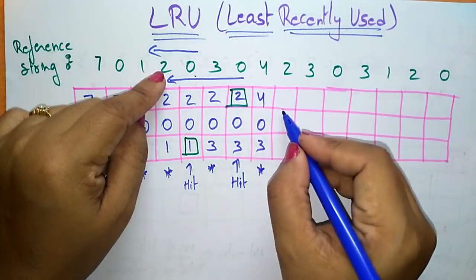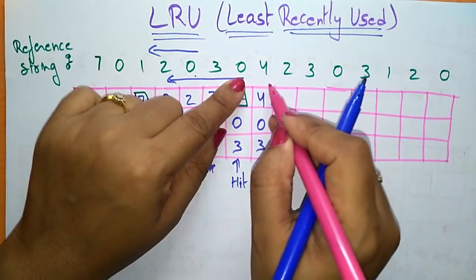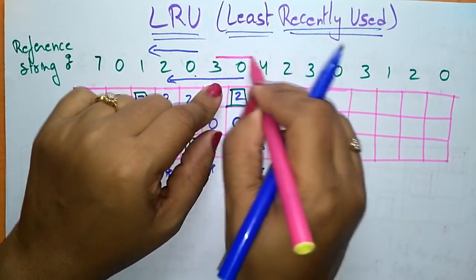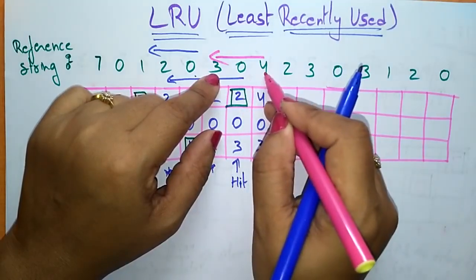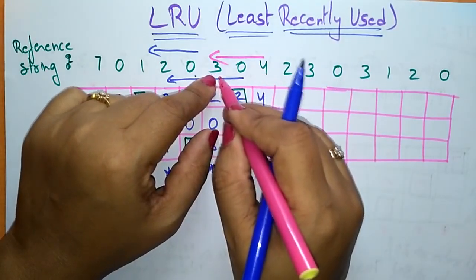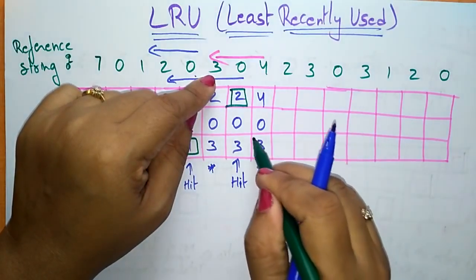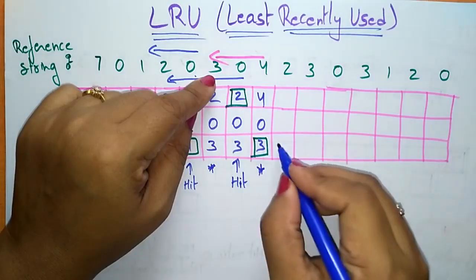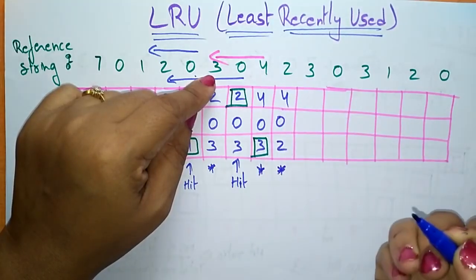Now I have to write 2. Check which is the least recently used, 4 or 0 or 3. From this, 4 is most recently used, so the least recently used is 3. In place of 3, I have to write 2, 0, 4. So this is a page fault.